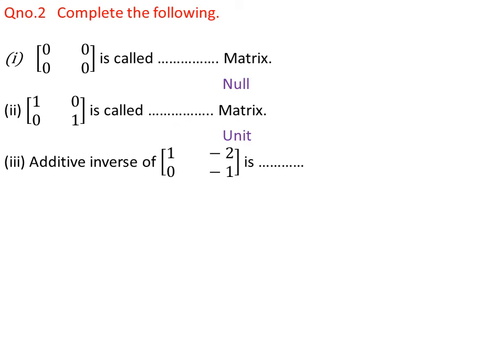In the third blank we have to find the additive inverse of the matrix with the elements 1, -2, 0 and -1.